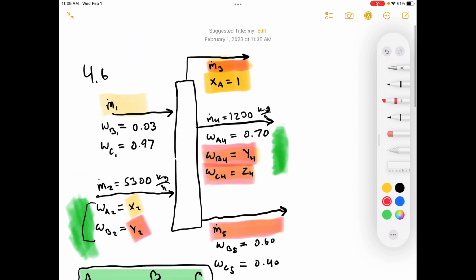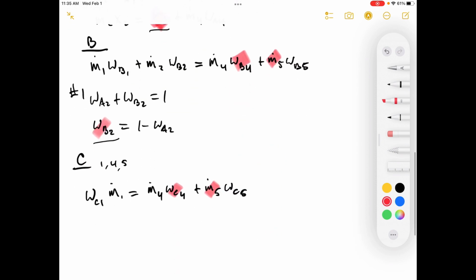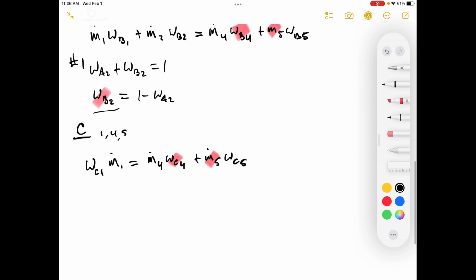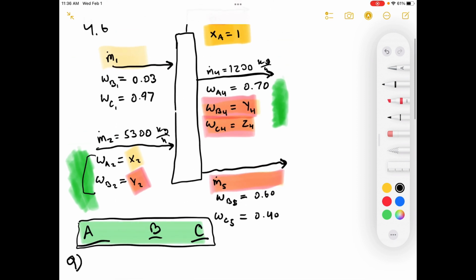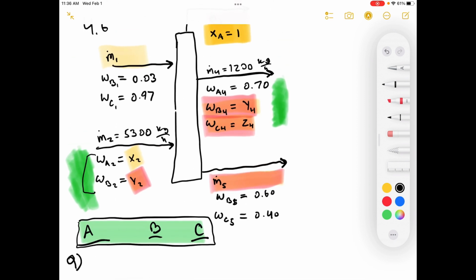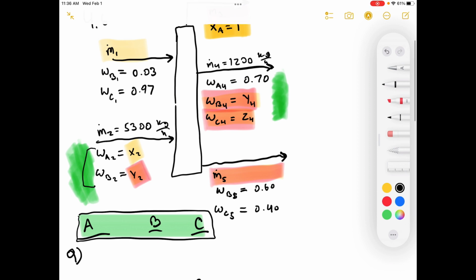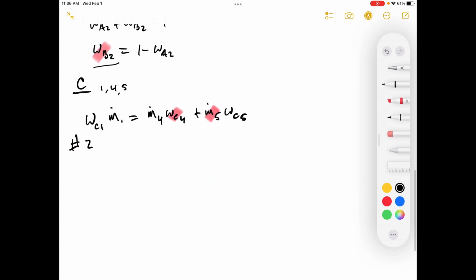Those are the only unknowns in this one. So we only have 2 unknowns here. And then we've got one more physical constraint, and that is that the sum of the mass fractions in stream 4 need to sum to 1. So that's WA4 plus WB4 plus WC4 has to equal 1.